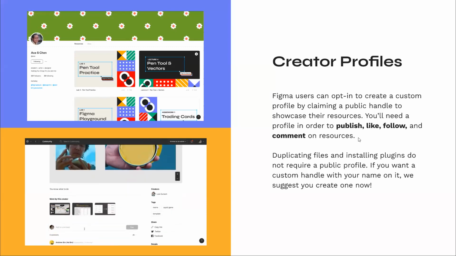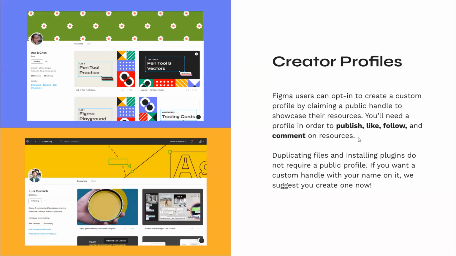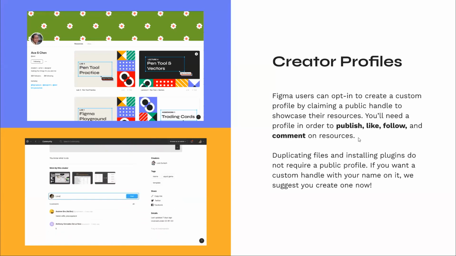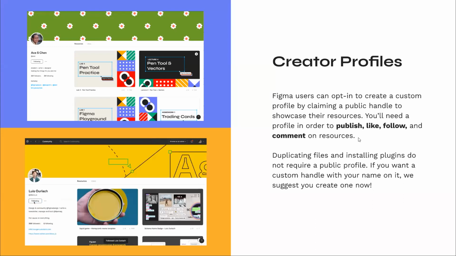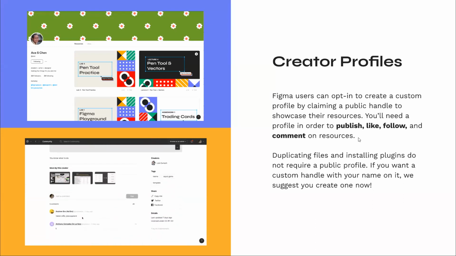Okay, so creator profiles. Figma users can opt in to create a custom profile by claiming a public handle to show their resources. So you'll need a profile in order to publish, like, follow, and comment on resources. Duplicating files and installing plugins do not require a public profile, but if you want a custom handle with your name on it, we suggest you create one now.